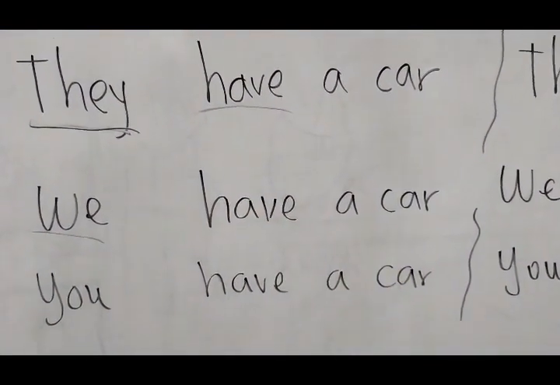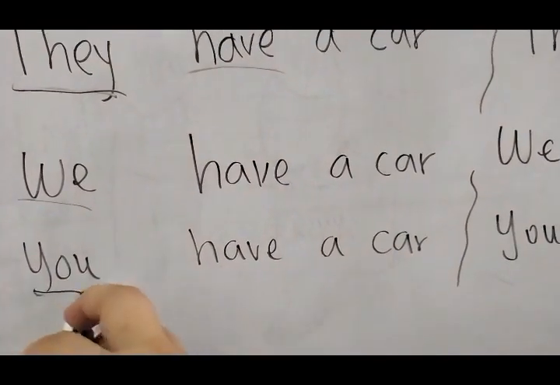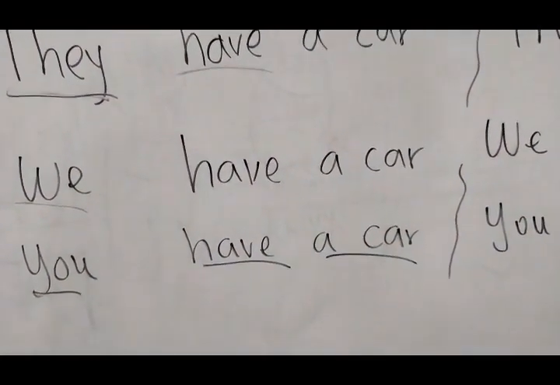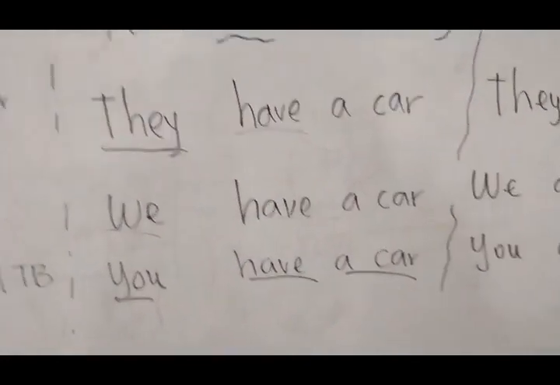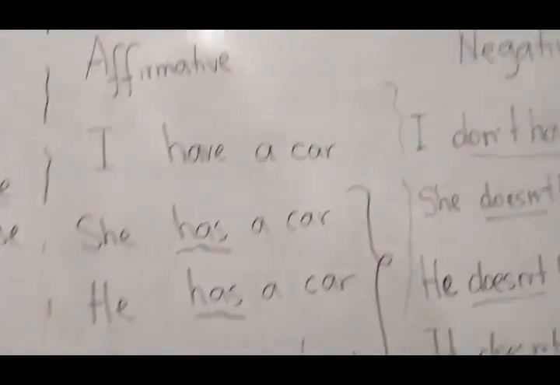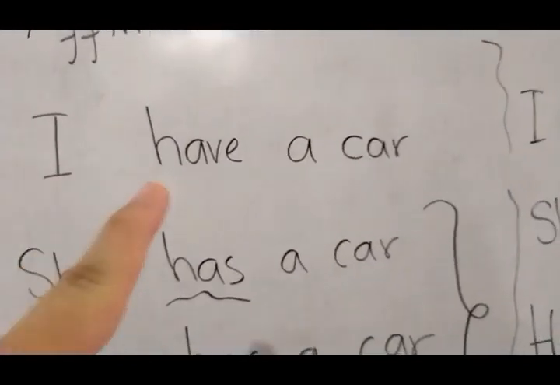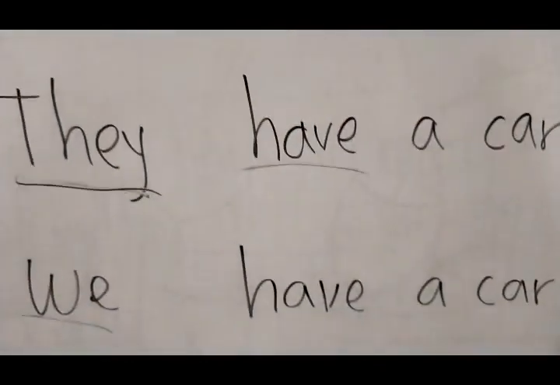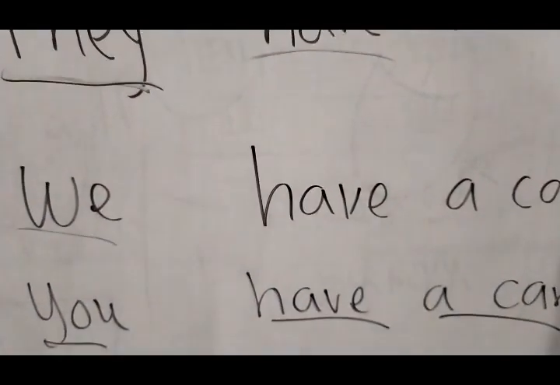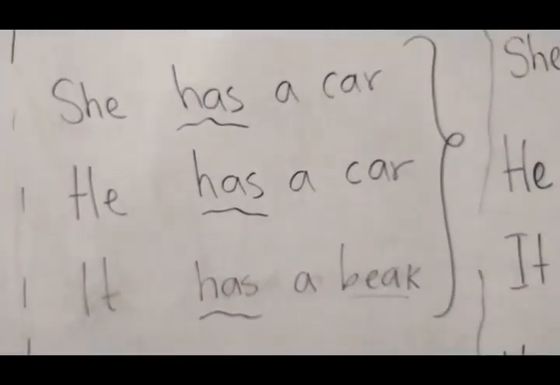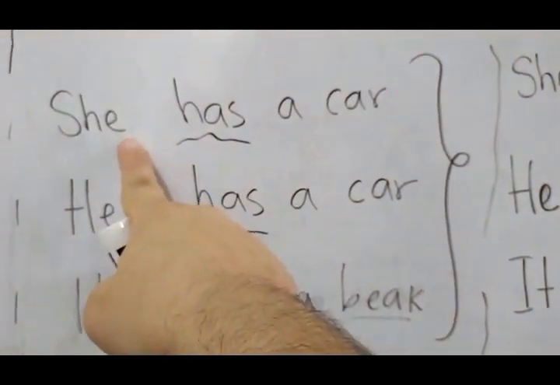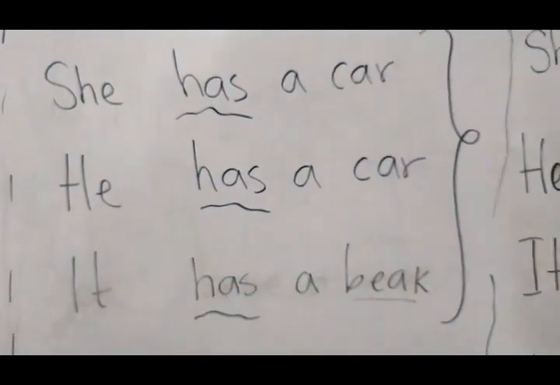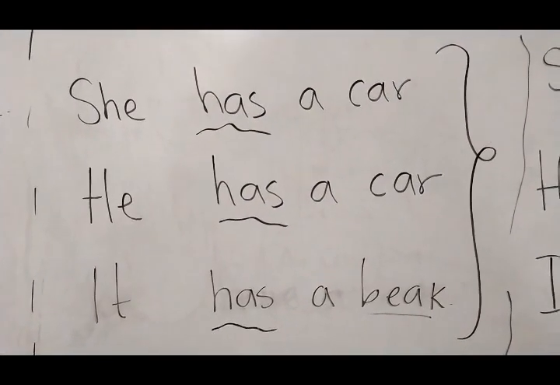Nosotros tenemos un carro. And finally, you have a car. Tú tienes un carro. Entonces, resumiendo, to sum up, we use have, yes? We use have with the pronouns I, they, we, and you. And we use has with the pronouns she, he, it, or a proper name in singular.